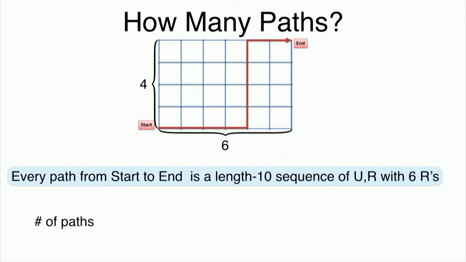And how many such sequences are there? The number of paths, therefore, is 10 choose 6, because we have a sequence of length 10 with 6 rights, and that number is 10 choose 6, which if you calculate is 210.